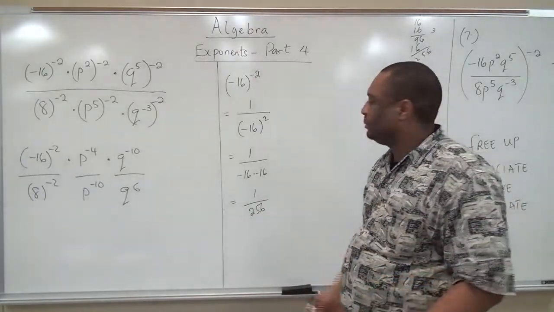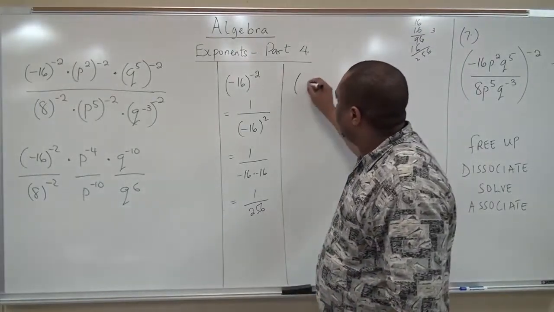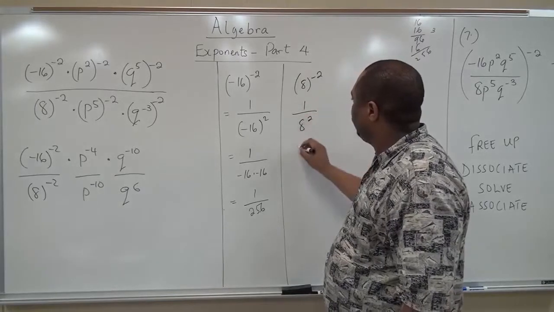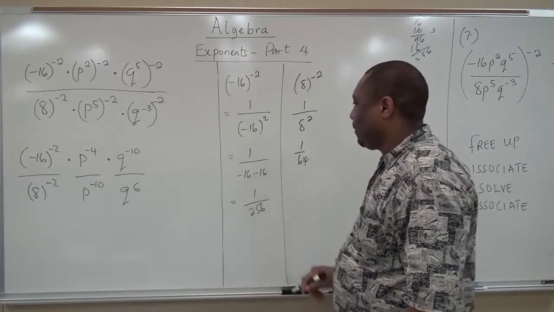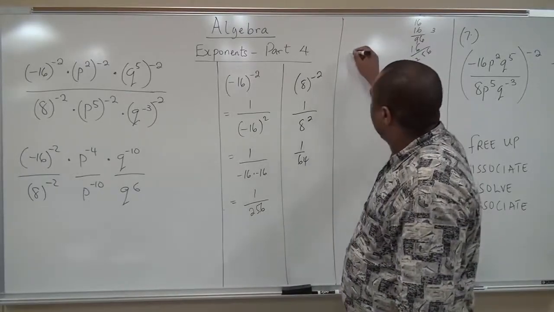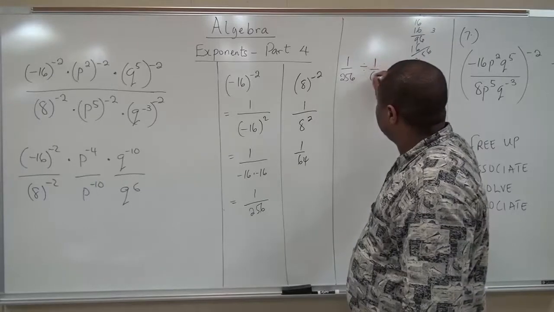This is just a method. Then if you do 8 exponent negative 2, that gives you 1 over 8 squared, which is 1 over 64. Then you now do 1 over 256 divided by 1 over 64.